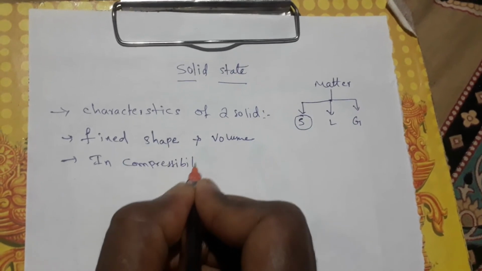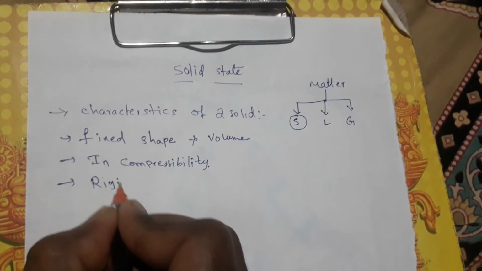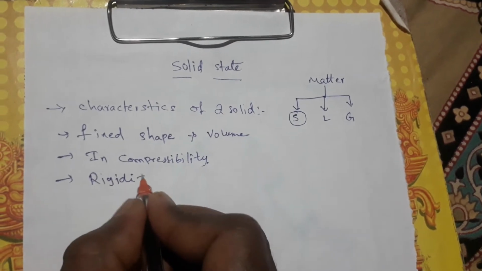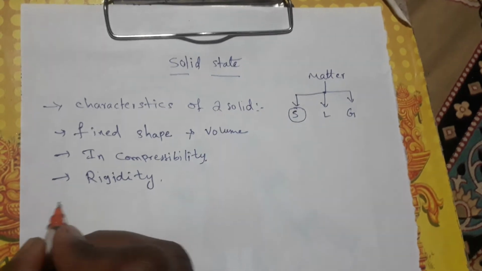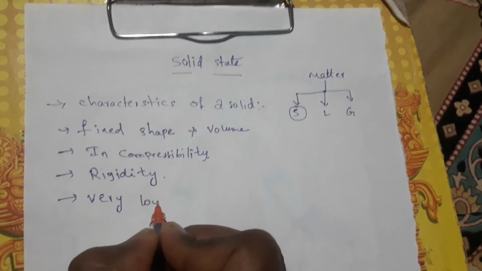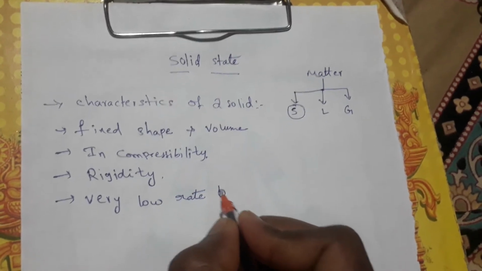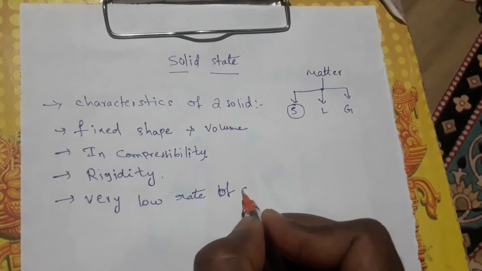incompressibility. Next thing is it has rigidity. Next, very low rate of flow. Unlike gases, it has a low rate of flow, diffusion or flow.